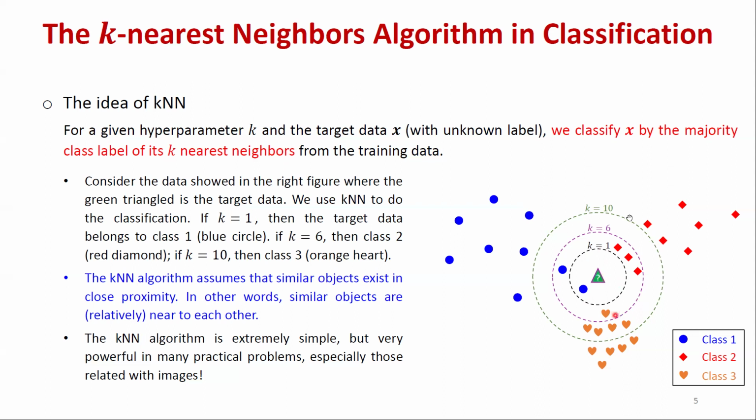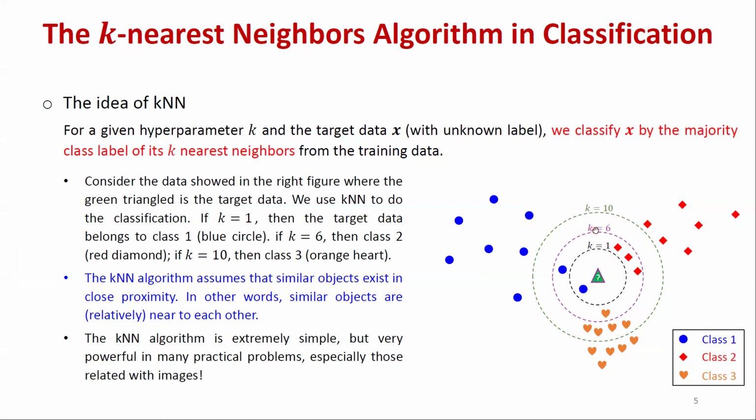Here the circles are all centered at my target data. Clearly this one is my closest training data to my target data. And what is the class of it? It is class 1. So if K equal to 1, I would classify this target data to be class 1. In other words, for the target data, the 1NN prediction is class 1.